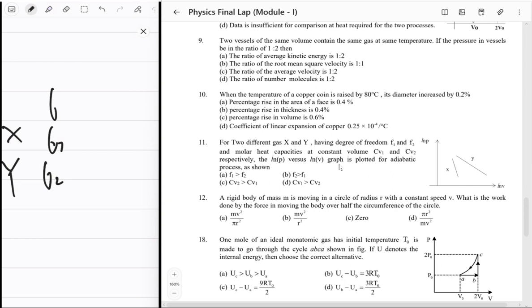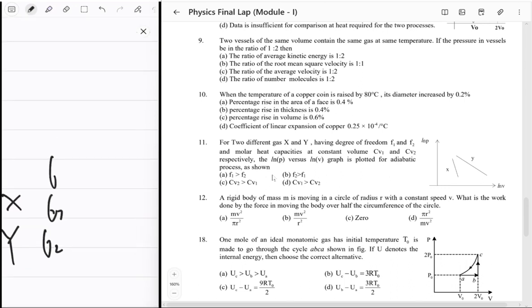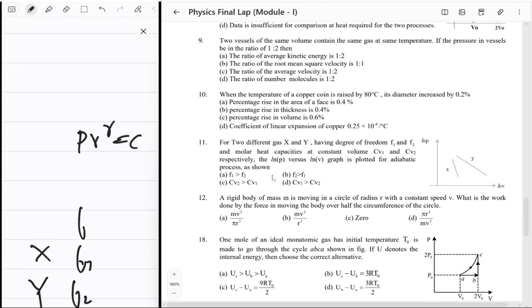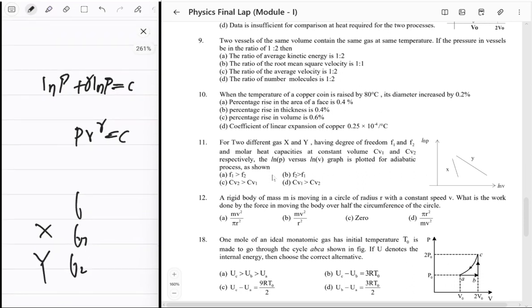Okay, this curve is plotted for an adiabatic process as shown. So actually, P V to the power gamma is constant, right? So natural log of P plus gamma natural log of V is some kind of constant. Natural log of P is equal to negative gamma natural log of V. So the slope is just negative gamma, right?